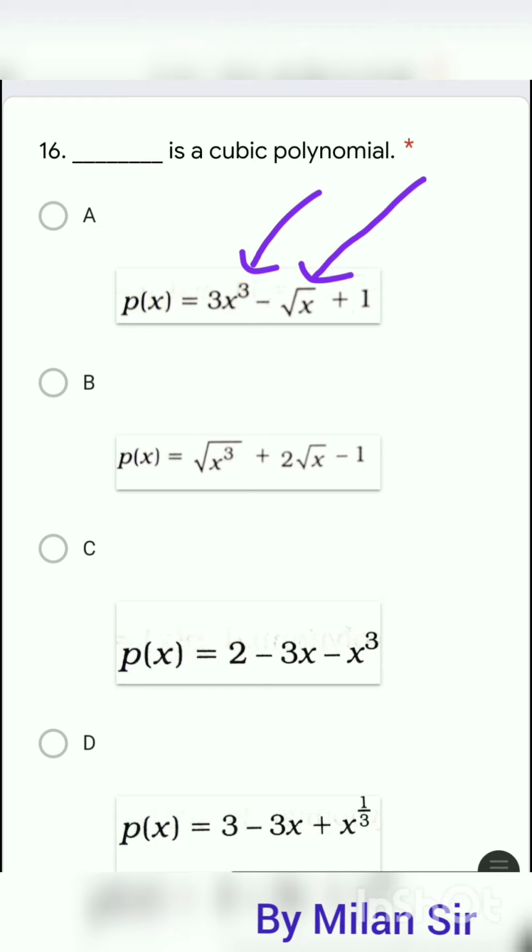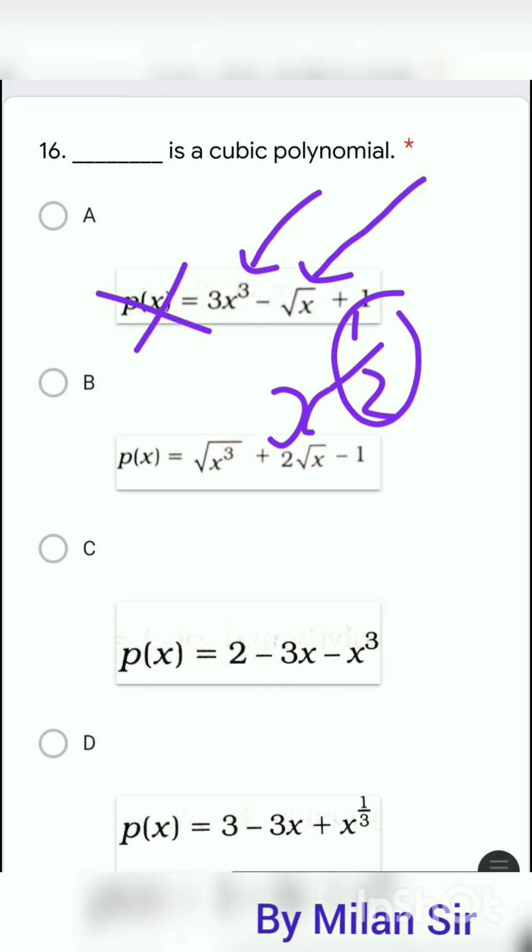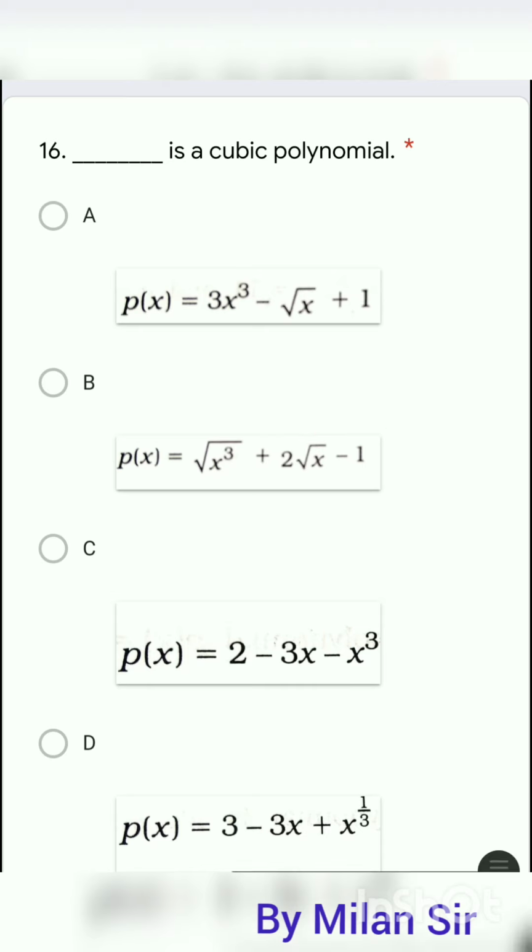for the polynomial. What is the polynomial? In it, the variable has a non-negative integer exponent. The variable has a non-negative integer exponent, right? It cannot be a decimal number, right? It always has a non-negative integer exponent. Here under root x means x to the power 1 by 2. So this is not an integer. That's why this is not a polynomial, right? Here we have degree 3, but this is not a polynomial. That's why this is not a cubic polynomial.